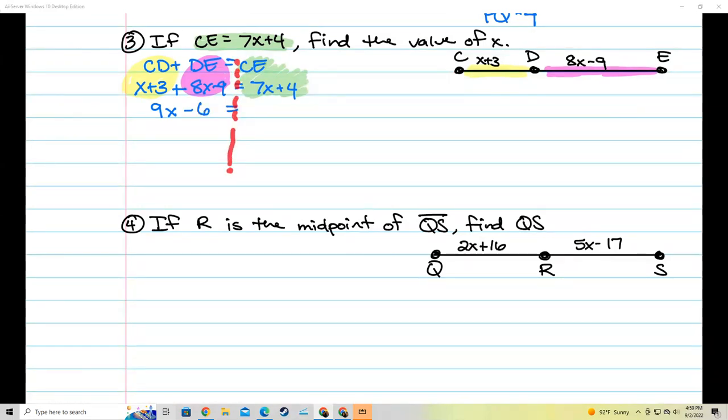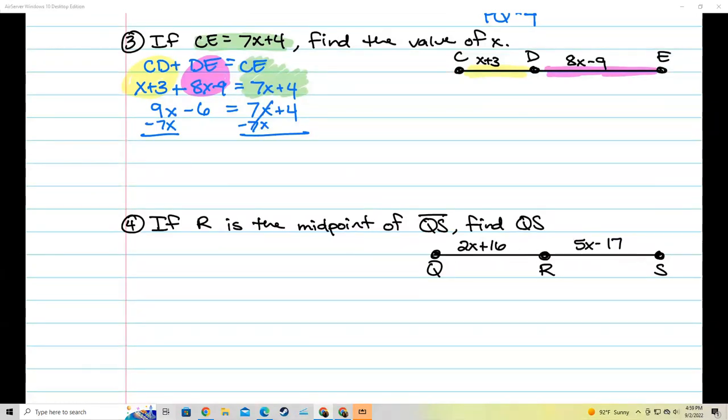On the right-hand side, I can't combine these two. They're different types of things. So unfortunately, there is no step for me to do there. I'm just going to go ahead and write 7x plus 4. Once we have the like terms combined, we can go ahead and start solving for x. The next step is to move the smaller x, which in this case is going to be the 7x. So to move the 7x, I'm going to subtract 7x on both sides.